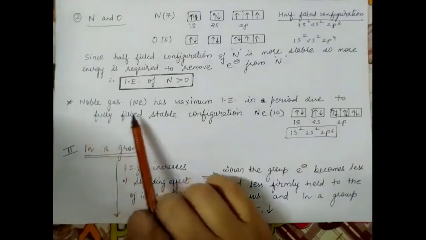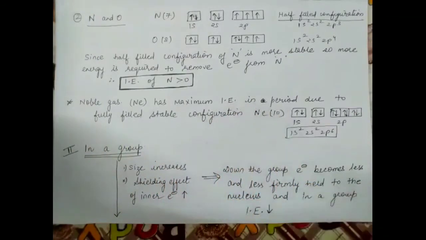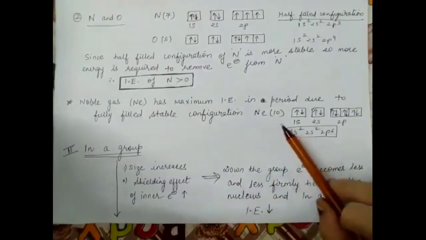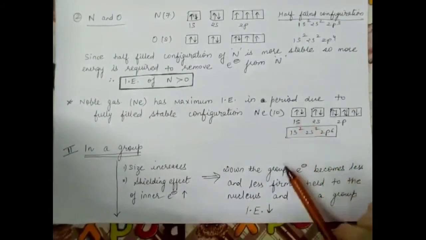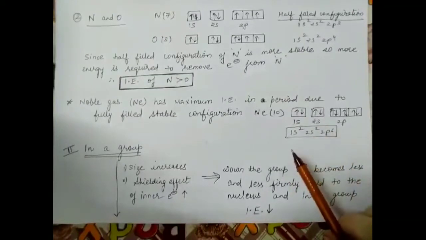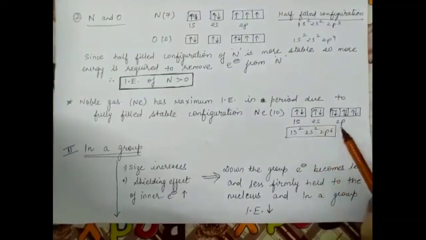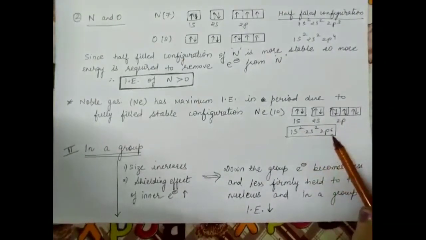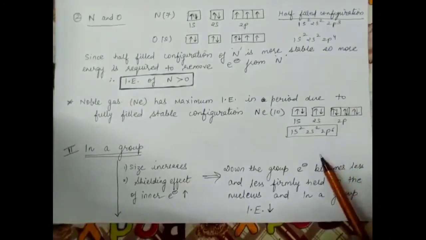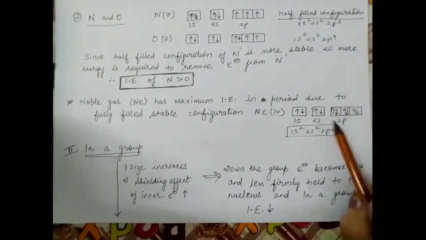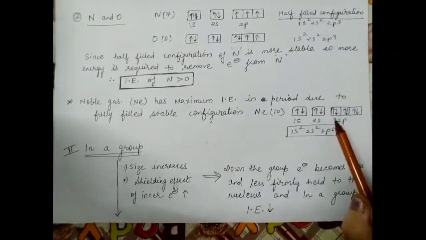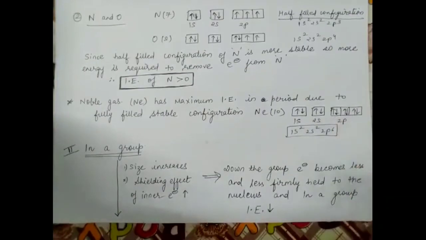And the last is noble gases have maximum ionization enthalpy in the period due to fully filled stable configuration. Now here fully filled configuration comes. So what is the atomic number of neon? It is 10. 10 means I have to fill 10 electrons now. So 1s orbital is having 2 electrons, 2s orbital 2 electrons, now remaining 6 electrons. So 2p orbital is fully filled. Now see, 2 electrons here, 2, 2, that is 1s2, 2s2, and 2p6. This is known as fully filled configuration. All the orbitals are completely occupied by the electrons, and since noble gases have completely filled configuration, their ionization enthalpy is highest in their respective period.